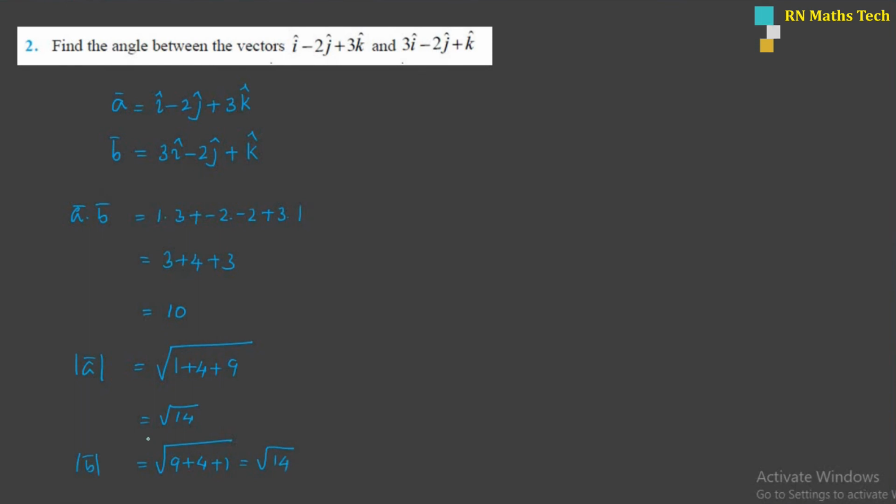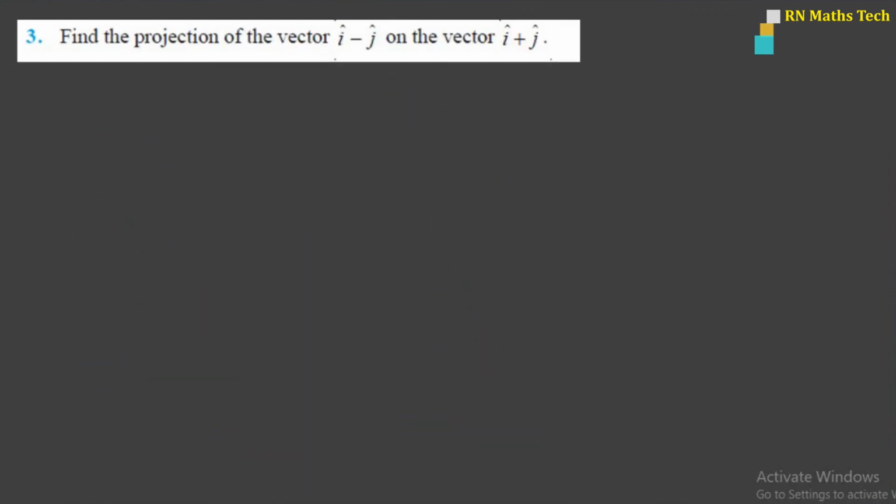Now cos theta is equal to a bar dot b bar divided by mod a bar mod b bar. Now substitute the values. A bar dot b bar is equal to 10. So 10 divided by root 14 into root 14, that is 10 by 14, 5 by 7, so theta is equal to cos inverse 5 by 7.